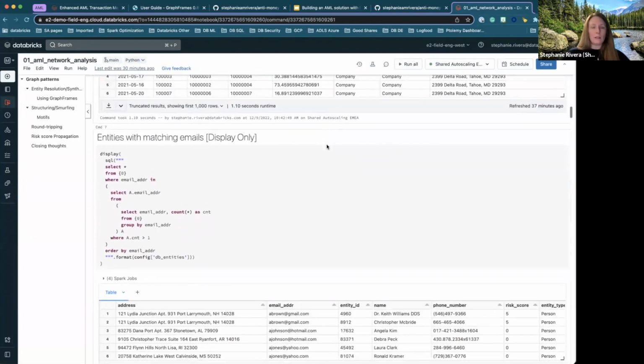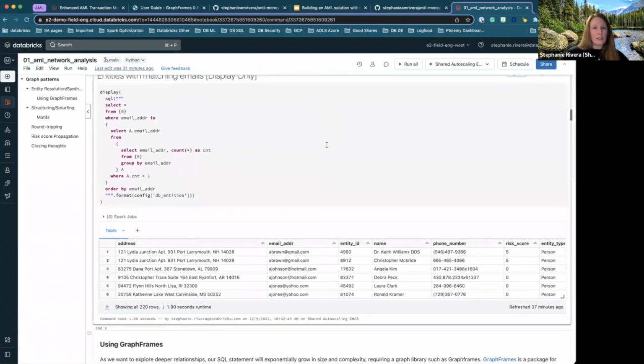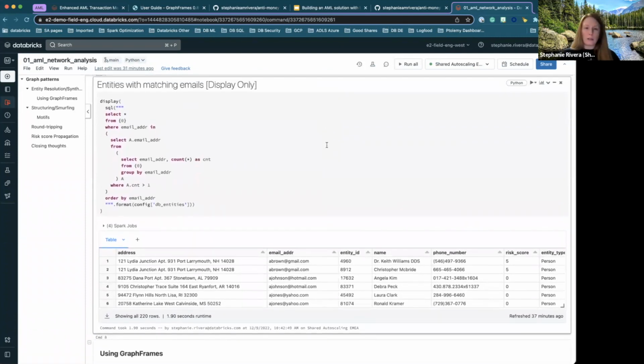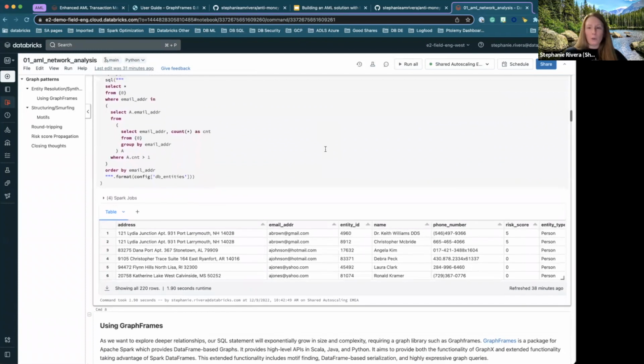And then this is just showing you what the data looks like in terms of the database of entities. We have a whole database of entities that's connected up to different transactions. And here you can see that there are some shared addresses as well as shared emails. This is specifically pulling those that have shared emails, just to make it easier to see what we're looking for.